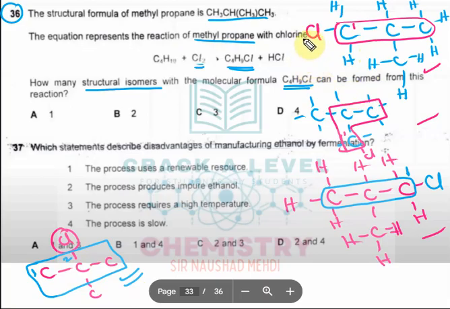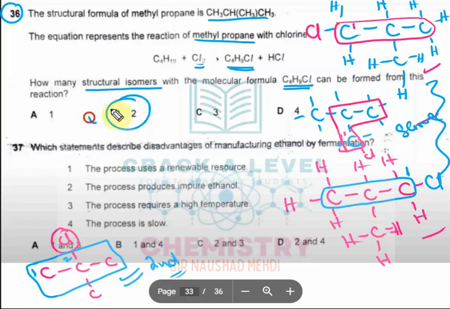These three structures are the same. These three are the similar ones. So these are considered to be one isomer only, and this would be the second isomer. So only two possibilities are there. That's why option B is the correct answer. Only two isomers can be formed from this compound.